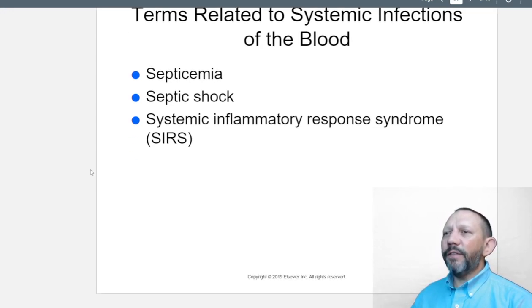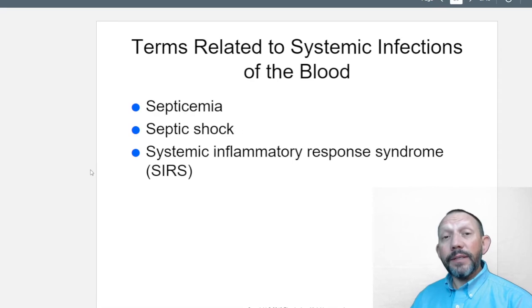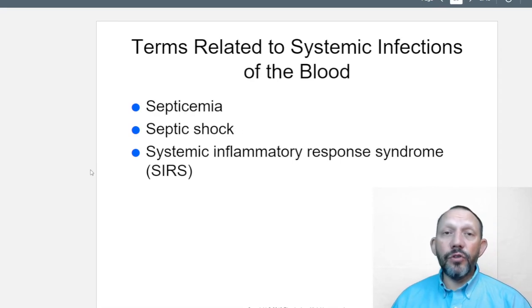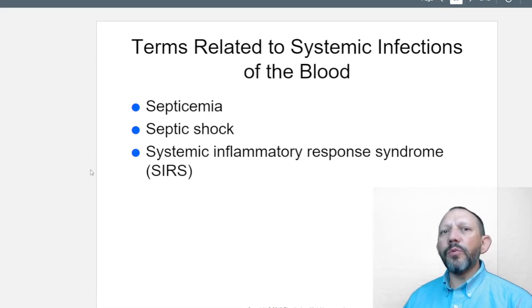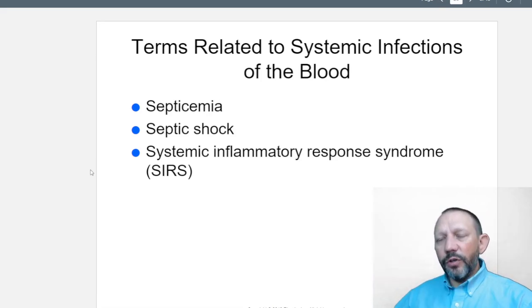Terms related to systemic infections: septicemia, septic, like septic tank, right? Septicemia has to do with a bacterial infection that you get in your blood. It can be fatal. Septic shock is what you go into after your body starts to collapse with that.